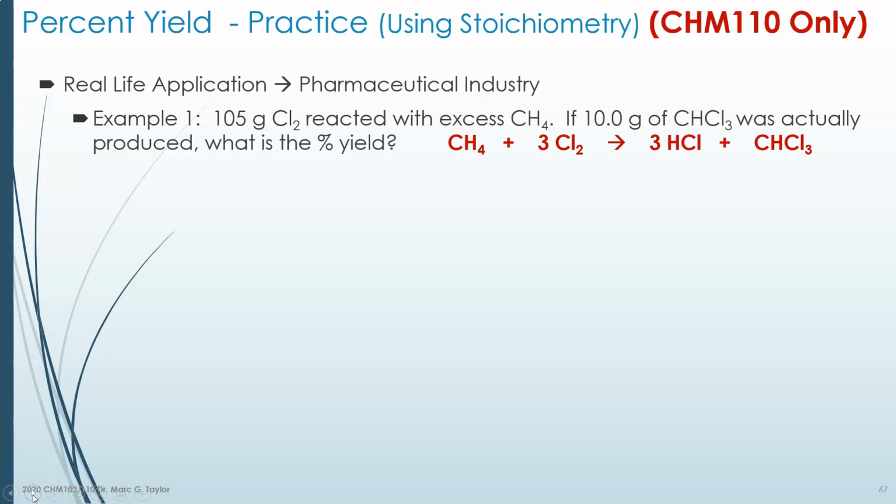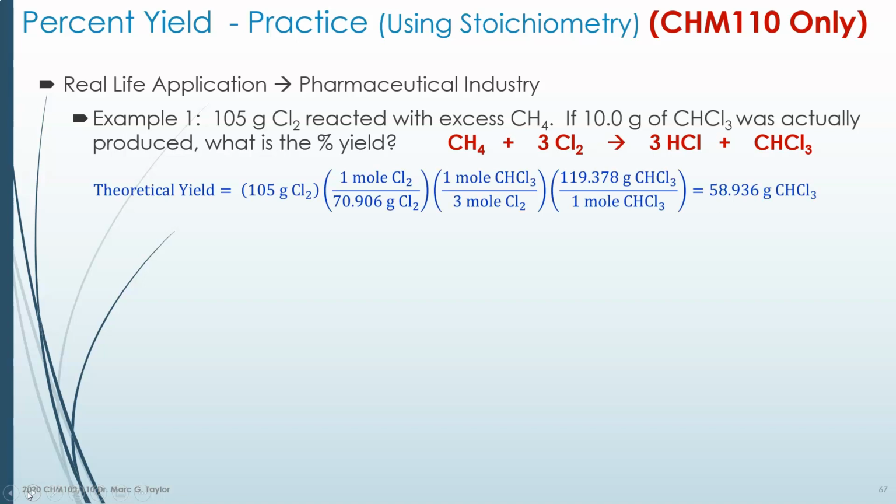We're only worried about how much product the chlorine can make. And I say if 10.0 grams of CHCl3, also known as chloroform, was actually produced, then what is the percent yield? So I'm giving you the amount that you actually produced, 10.0 grams of CHCl3. And this will give you your actual yield directly, but you have to calculate your theoretical yield using stoichiometry.